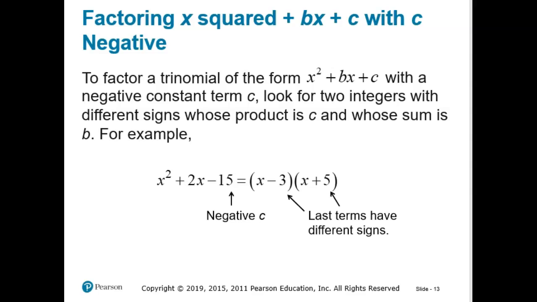So if we factor x squared plus 2x minus 15, where c is negative, then one of the last two terms has to have a different sign. So then we have one addition and one subtraction.